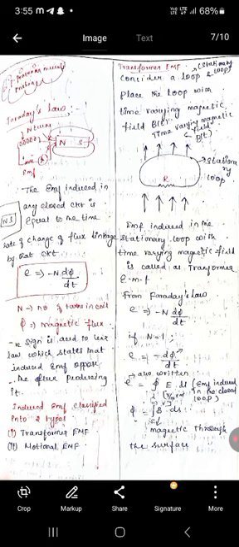Today the topic is Faraday's law. As we are familiar from our 12th standard physics, the basic concepts of Faraday's law of electromagnetic induction. Today we have a quick revision of those 12th standard physics concepts, Faraday's law.